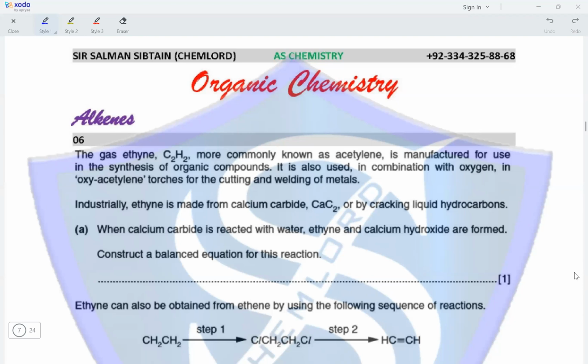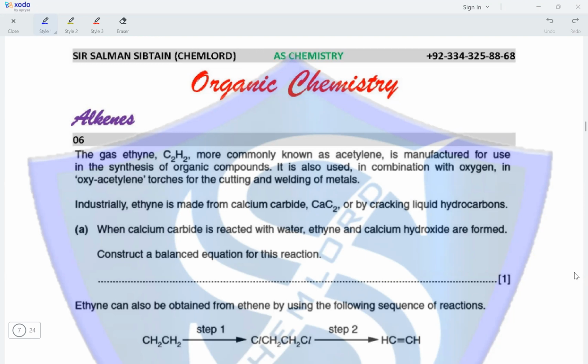Question 6. The gas ethine, more commonly known as acetylene, is manufactured for use in the synthesis of organic compounds. It is also used in combination with oxygen in oxyacetylene torches for cutting and welding of metals. Industrially, ethine is made from calcium carbide, CaC2, or by cracking liquid hydrocarbons. When calcium carbide is reacted with water, ethine and calcium hydroxide are formed. Construct a balanced equation for this reaction.